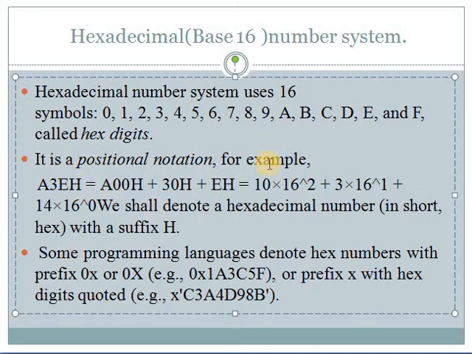In some programs we denote a hexadecimal number in short with X with a suffix H. That is why they are using H here. Some programming languages denote hexa numbers with prefix 0x, small x, or x. Example 0x1a3c5f, or prefix x with the hex digits quoted, example x'c3a4d98b'. So this is how you represent a hexadecimal number.